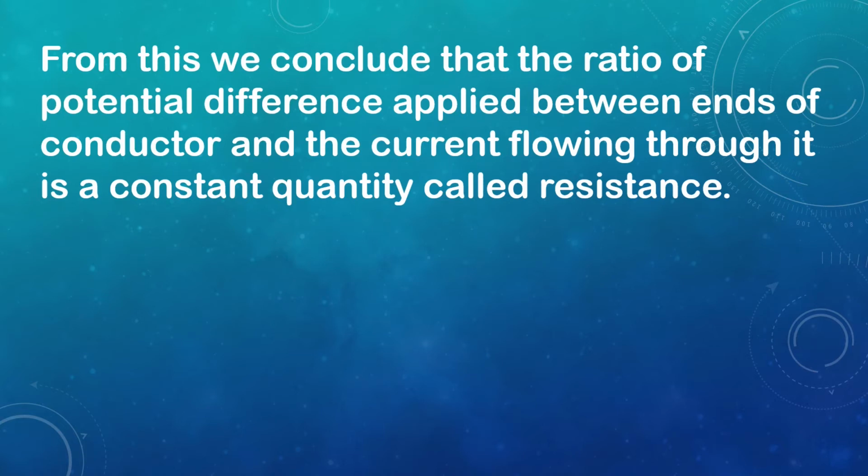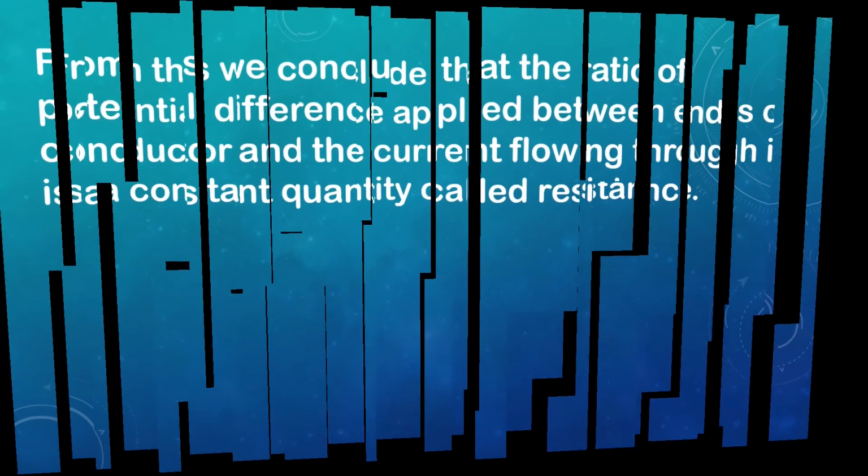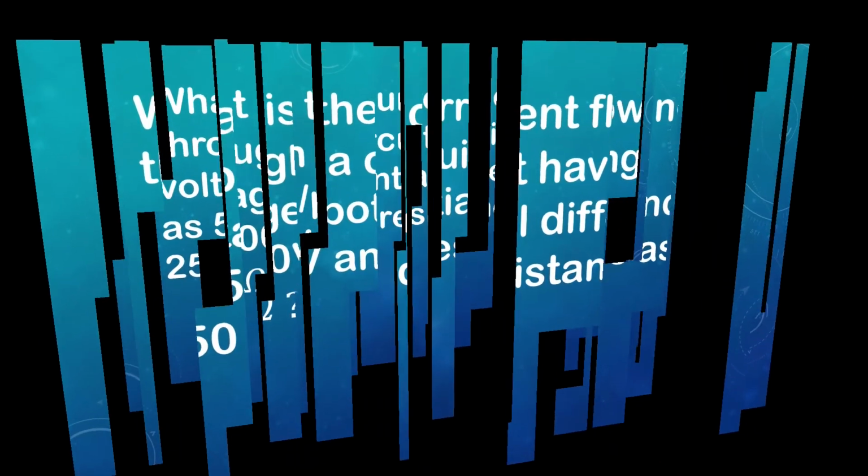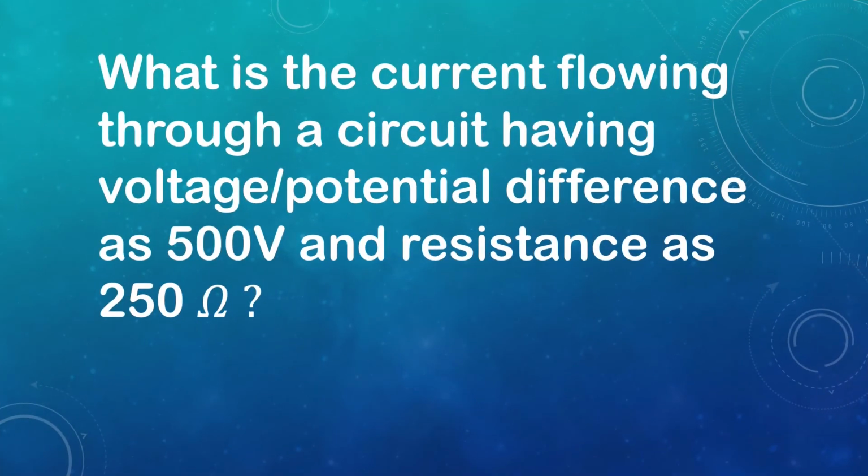So let's head toward an example based on this law. By the equation V equals R into I, or V upon I equals R, we can find voltage, resistance, or current, any one of them, if any two of them are given to us. Heading toward the question: what is the current flowing through a circuit having voltage or potential difference of 500 volt and resistance of 250 ohm?